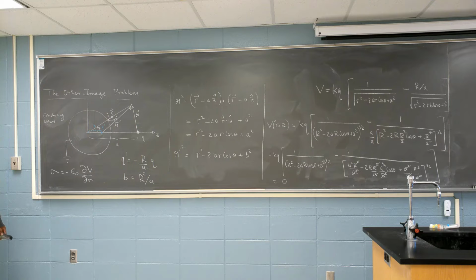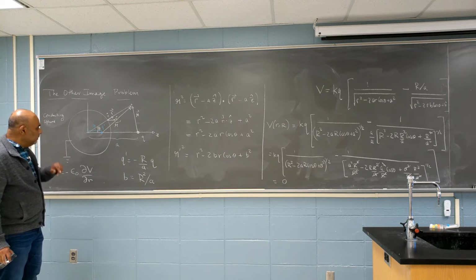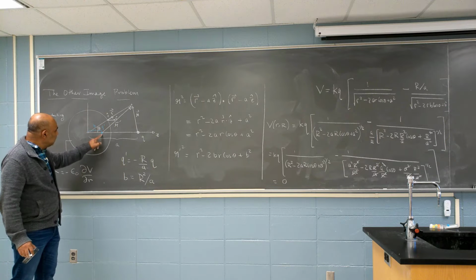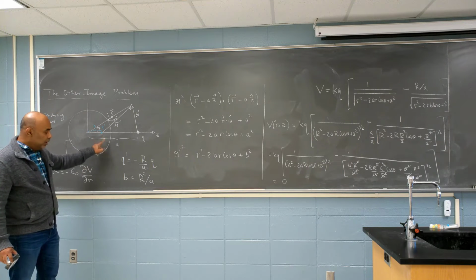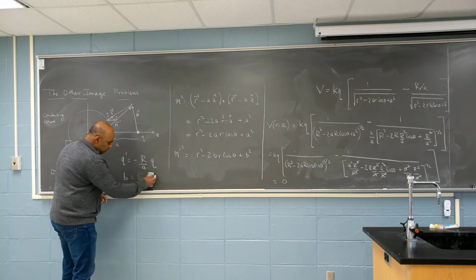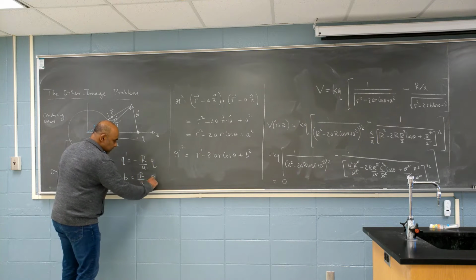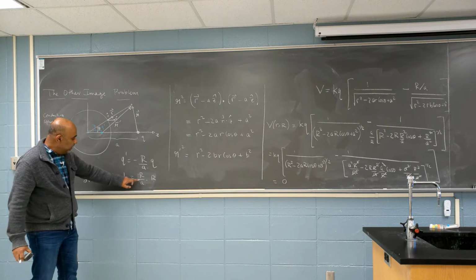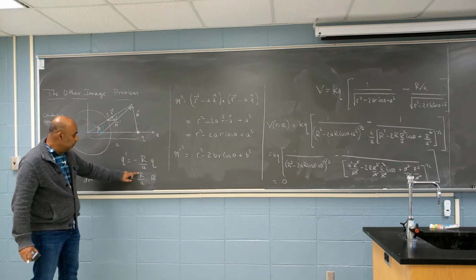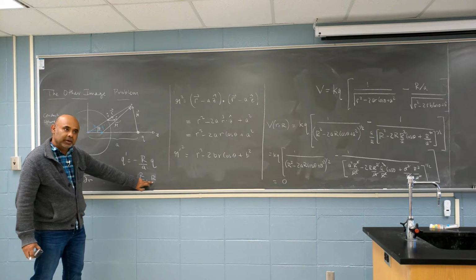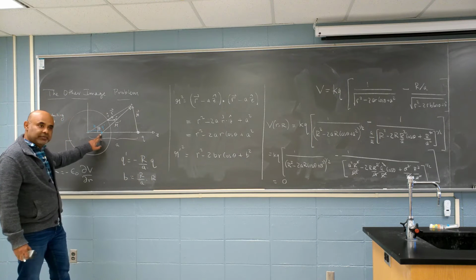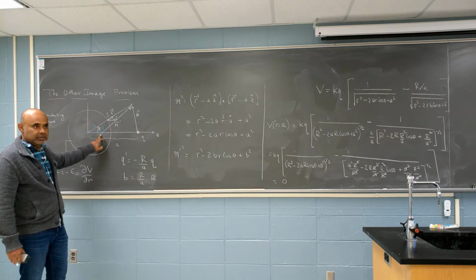So this is the other image problem. You know what? I drew it this way, and I didn't make it very clear. How do you know B is less than R? I know B is less than R because R squared over A can be written as that, and A is bigger than R, so this number is less than 1. When you take a number less than 1 and multiply by R, you get a number less than R. So B is in fact inside the circle.